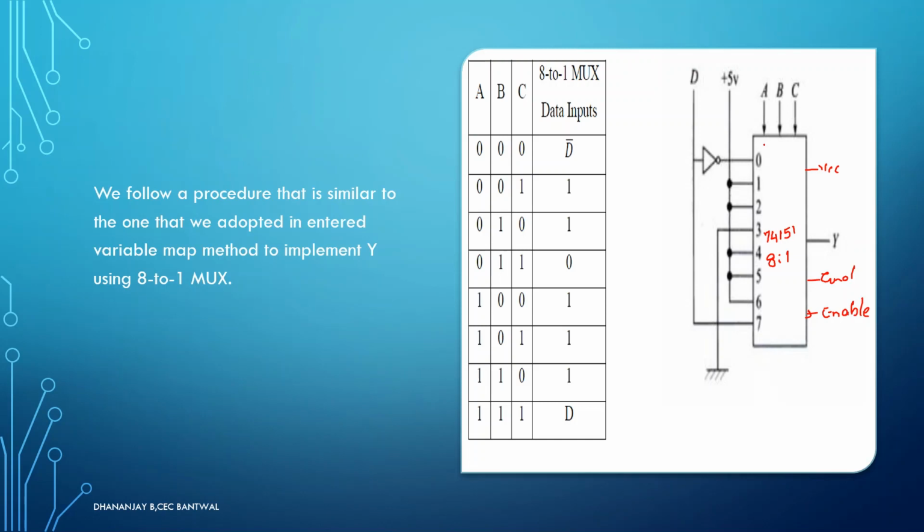This particular method has been shown to you previously. So you can see this is your I0, I1, I2, this is I3, this is I4, this is I5, this is I6, and this is I7. I0 is D bar. See here, this is I0 actually. I0 is connected to D bar. I1 is connected to 1. Wherever it is 1, it is connected to VCC. I3 is 0, so pin 3 is connected to ground. I7 is D, so the 7th pin is connected to D. So this is how you can implement a higher order mux using a lower order mux.